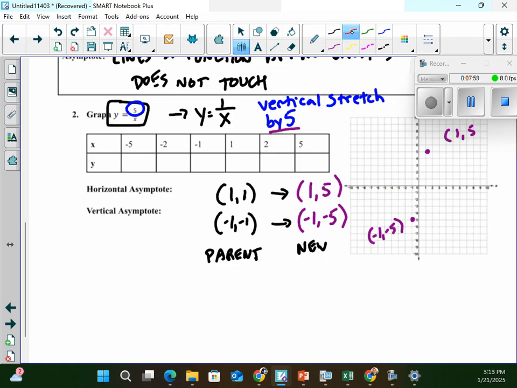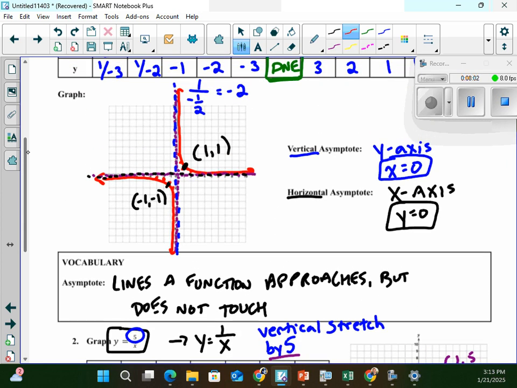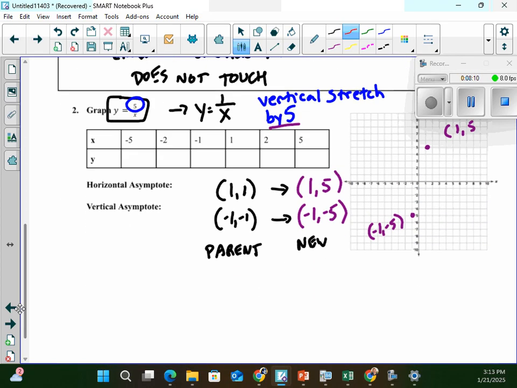Now, if you recall from the parent function, the asymptotes were simply the x and y axes. Well, with this new function, there was no movement left, right, up, nor down. Since there's no movement horizontally or vertically, there's no change in our asymptotes. That means our horizontal asymptote will remain y equals 0. Our vertical asymptote is going to remain x equals 0.